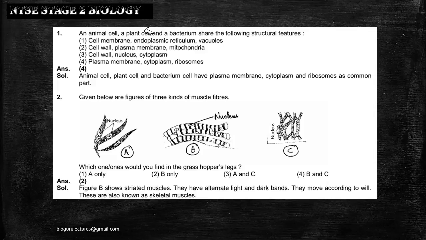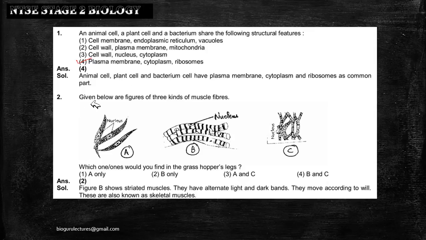An animal cell, a plant cell, and a bacterium share the following structural features. So we can see a lot of things here. Cell organelles are not present in bacterium, so make sure that you do not have much complex cell organelles here. Endoplasmic reticulum cannot be seen in the bacteria, and mitochondria, no, and cell wall, no, not in all. Plasma membrane, cytoplasm, and ribosomes only are the structures which can be seen in all of them. So option 4 is correct here.